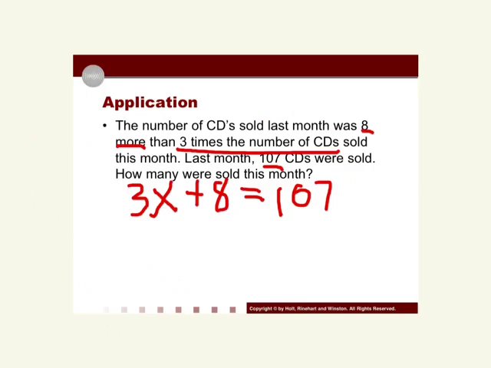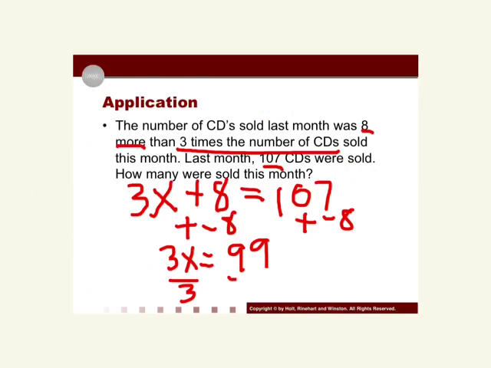So then we're going to solve for x. We add a negative 8 to each side. So we have 3x equals 99. Divide by 3. And x equals 33 CDs.